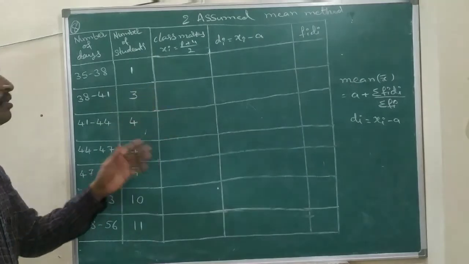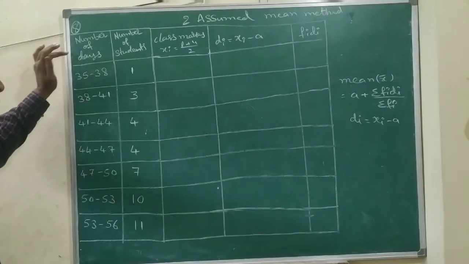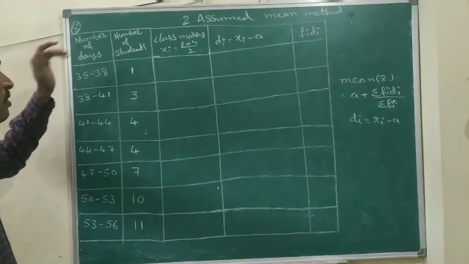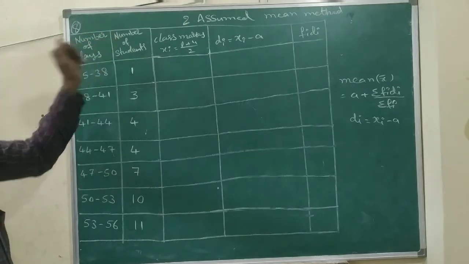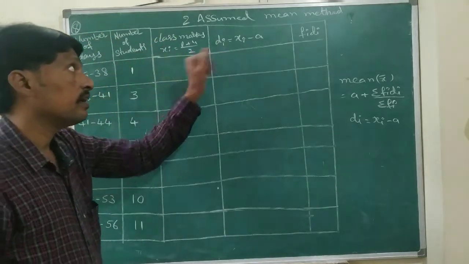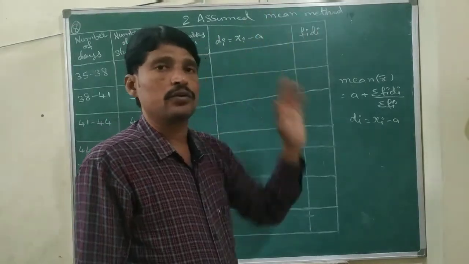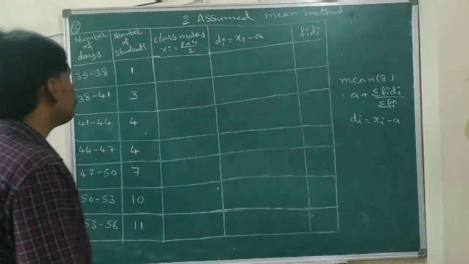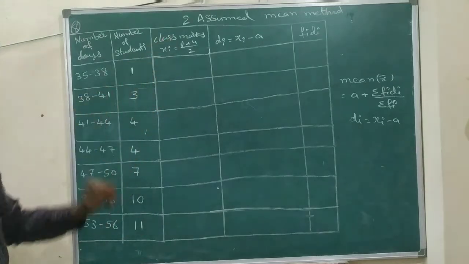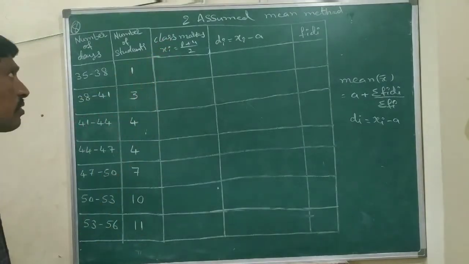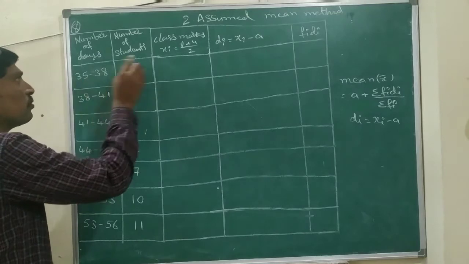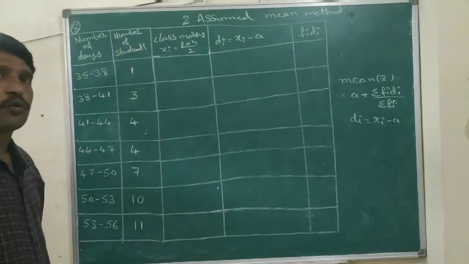Already I took the table. In the table I have written the number of days as the class intervals, the number of students as the frequencies, the class marks, di equals Xi minus A, and Fi di. Now first we need to find the class marks. For the first class mark, Xi equals L plus U by 2.